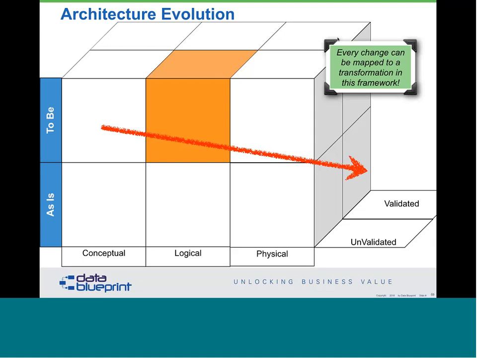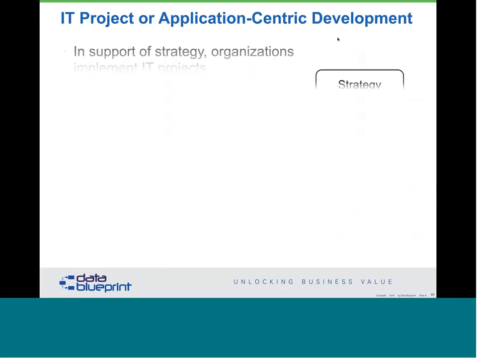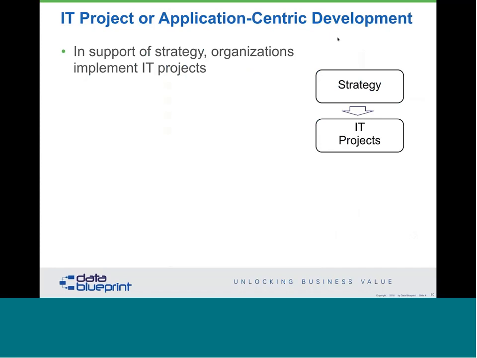There's probably some good PhD work in here that somebody needs to do at some point. I'm too old to do it, but I'm sure some of our grad students will be able to come up with more mathematical representations on this, which would be helpful at some point, because we're faced with a world today where we talk about IT or application-centric development. It is easy to see how this came about. In support of strategy, organizations implement IT projects, right? I need to do something, and therefore I need some IT in order to solve it.